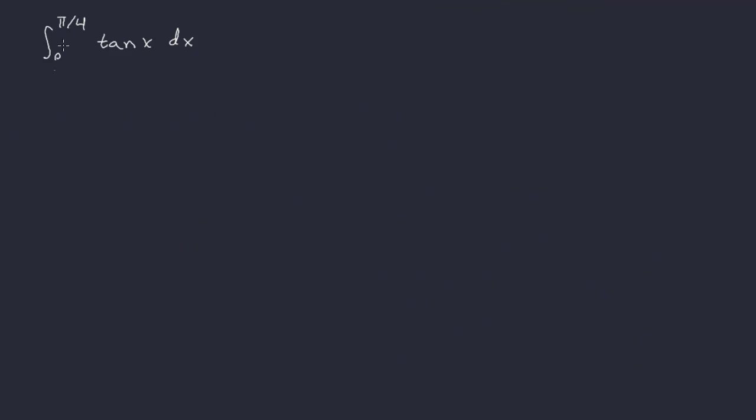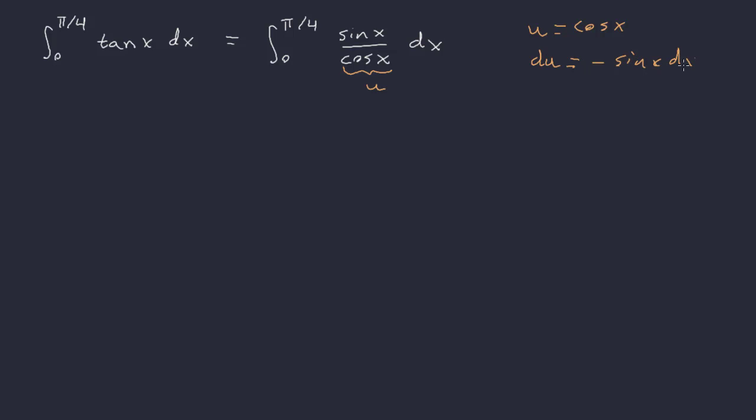Okay. All right, so next up, let's look at the definite integral from 0 to pi over 4 of tangent of x dx. So we don't have a rule for tangent of x. However, we do have u substitution, right? Because tangent is sine of x over cosine of x. And now we can let u be the denominator of this fraction. So when we do that, if u is cosine of x, then du is negative sine of x dx.